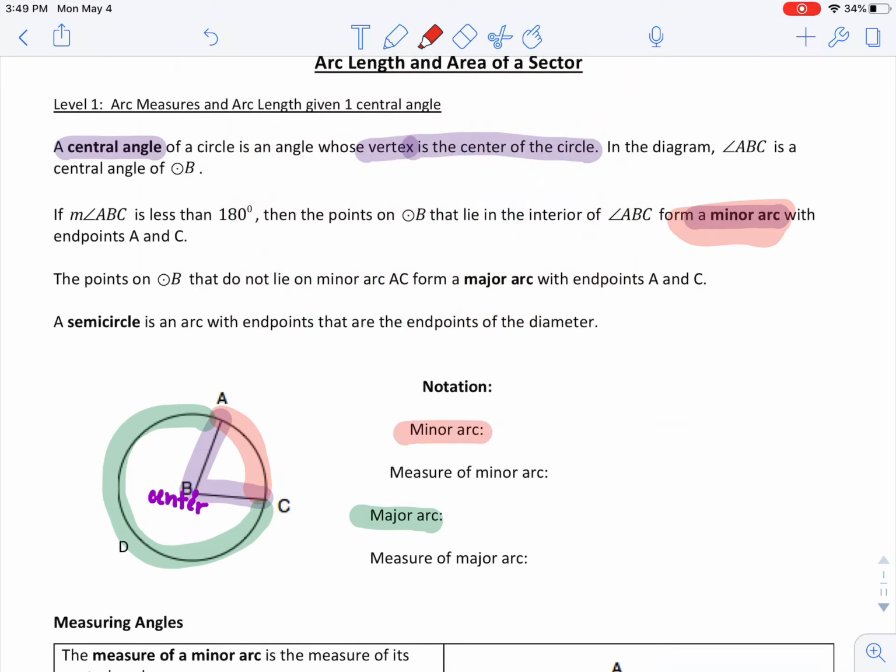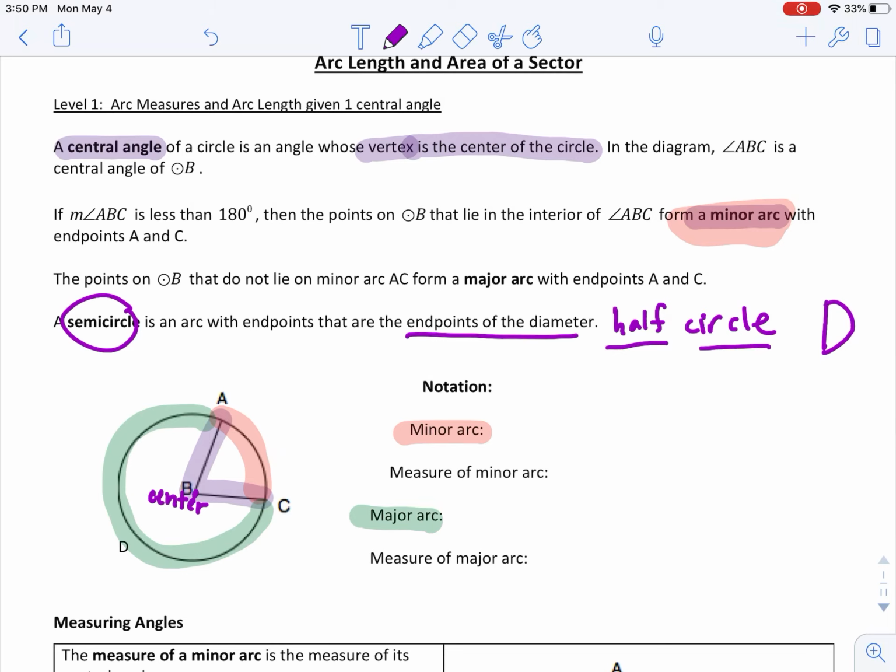Okay, so a semicircle is just another vocabulary word here. A semicircle has the endpoints of the diameter, and it's exactly half of a circle. That's what the word semi means, that it's exactly half of a circle, right? So you'll be able to see that on some of these examples.